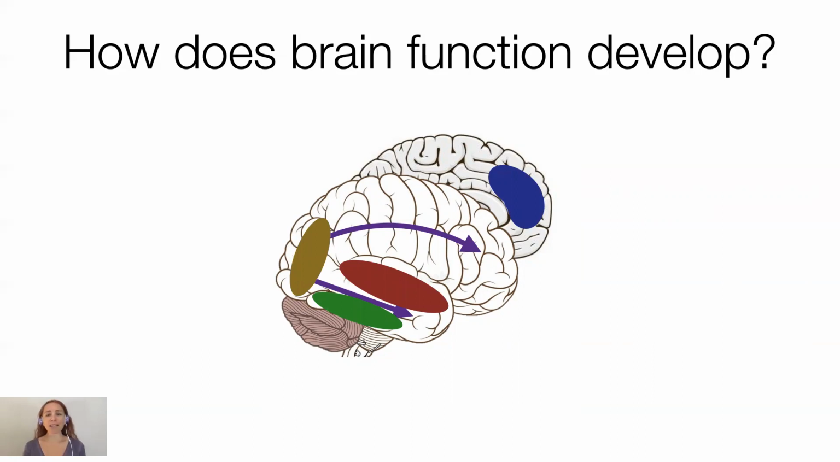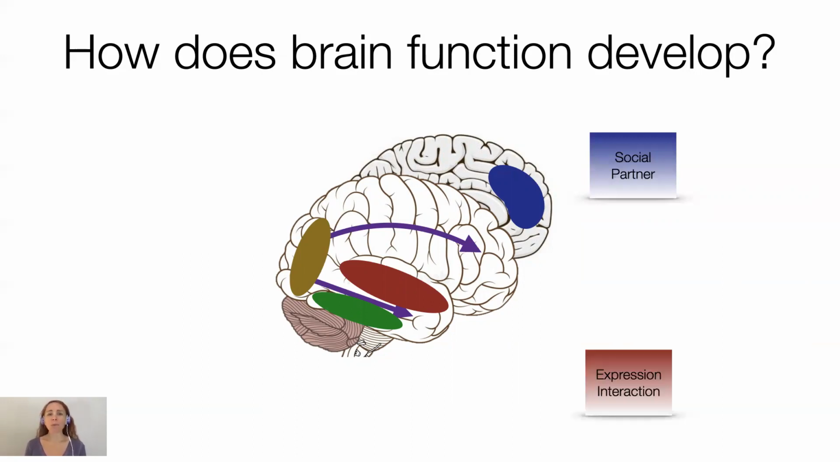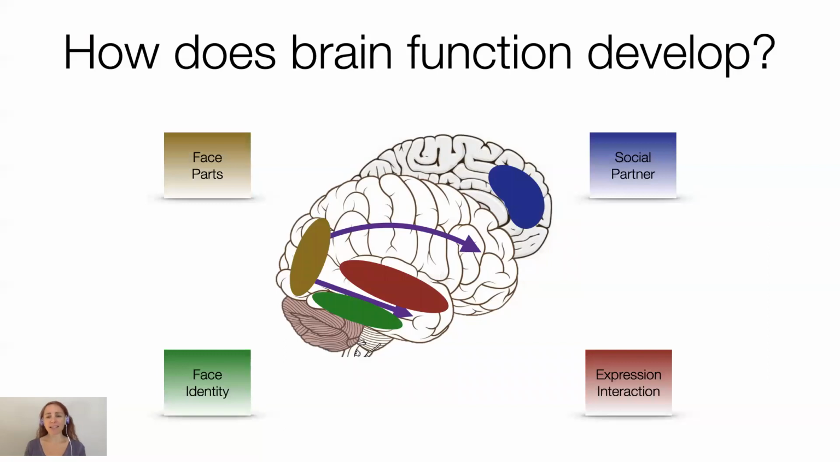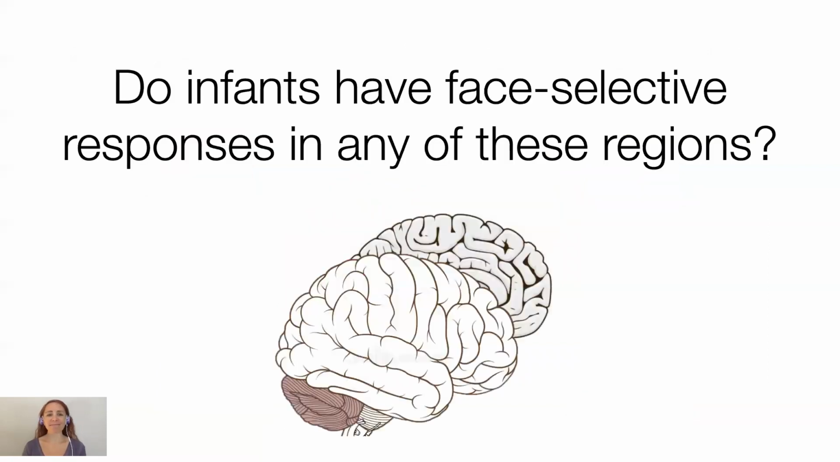It also predicts that higher order social functions, such as social partner identification and social interaction perception, would emerge later in development than face-specific perceptual functions, such as processing face parts and facial identity. So we used fMRI to see which of these different regions we would find in awake infants. That is, do infants have face selective responses in lateral occipital cortex, ventral temporal cortex, the superior temporal sulcus, or the MPFC?